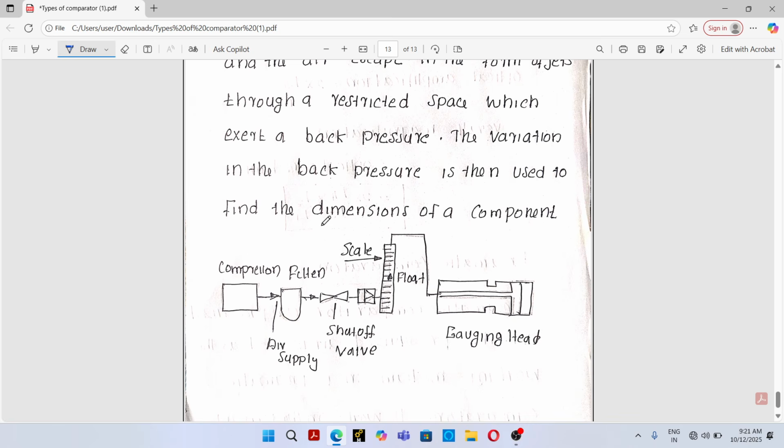So here in the pneumatic comparator, a compressor will produce compressed air, and that compressed air will flow through the gauge head.